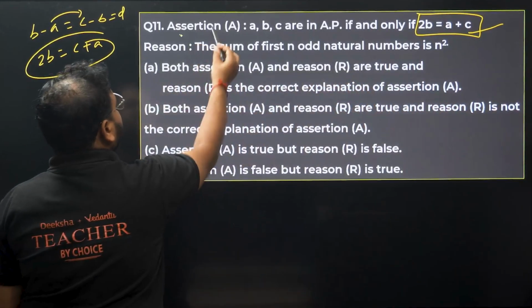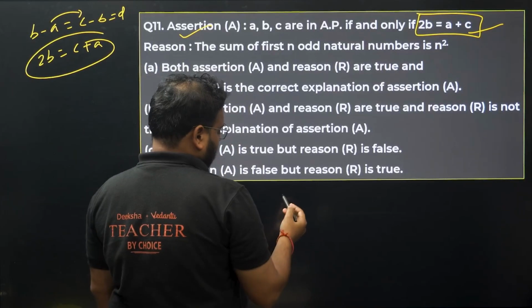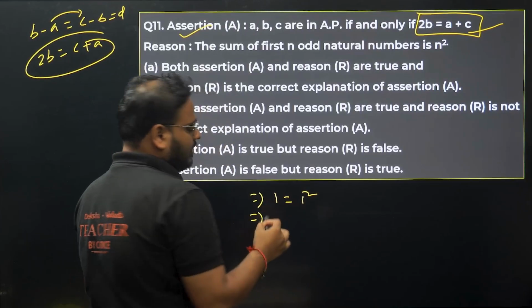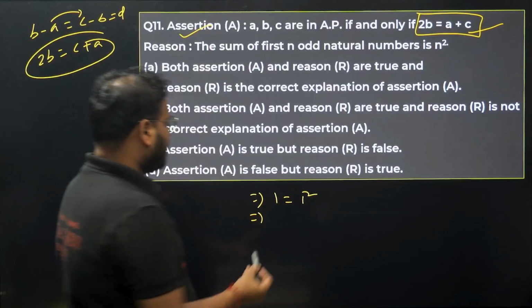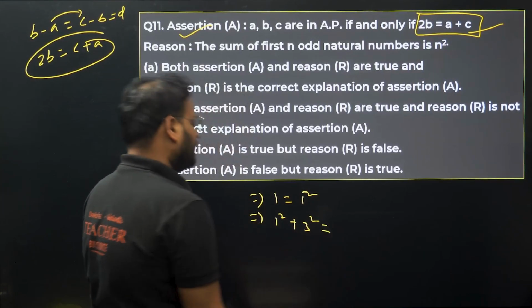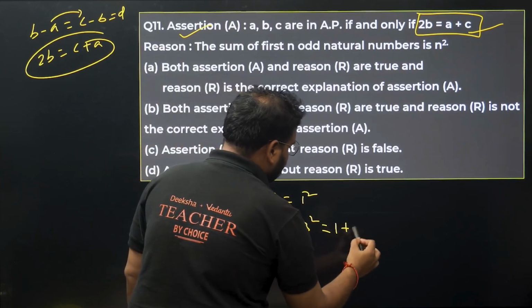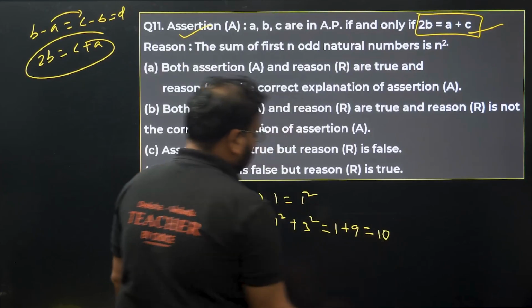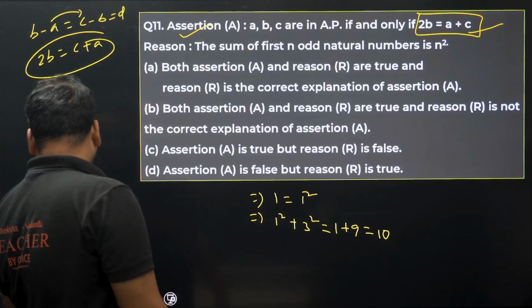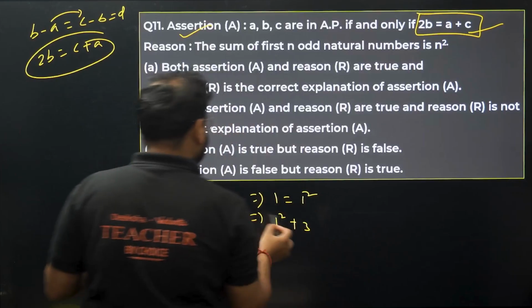So assertion is true. Reason you check now. The sum of the first n odd natural numbers is n square. Let's cross check. First natural number 1 will become 1 square. Next, for the sum of the first two odd numbers, we'll have 1 square plus 3 square, right? Okay, so 1 plus 9, how much is this? 10. Excuse me. Okay, no. They're not saying square actually. They're saying sum only. Forgive me.